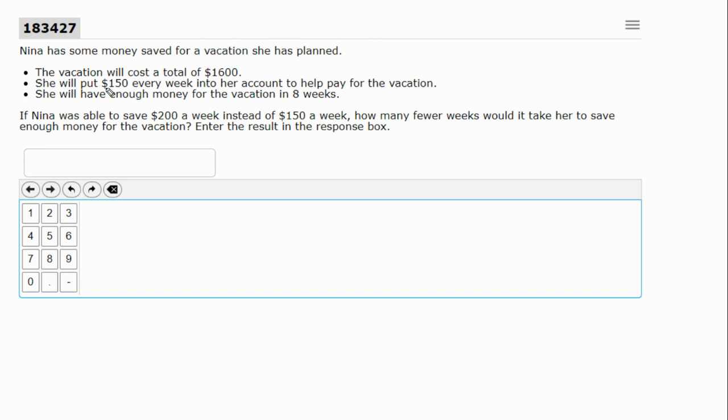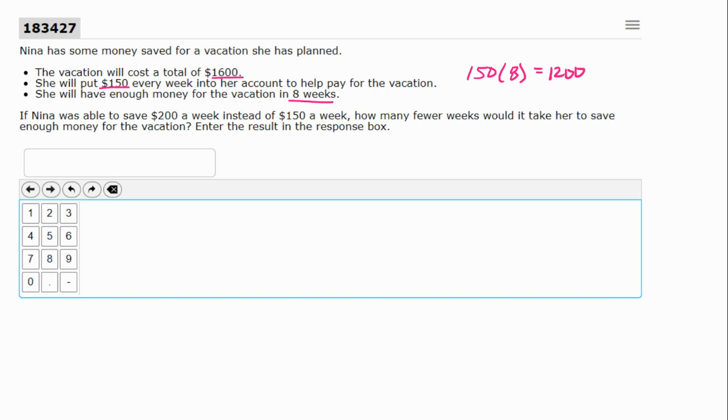But I'm just going to see if she's saving $150 per week for 8 weeks. That's going to be a mathematical representation of 150 times 8, which again, I'm using my calculator right now, and that's going to be $1,200. Now, I noticed that this $1,200 was different than the $1,600, which means that she had some starting amount of money.